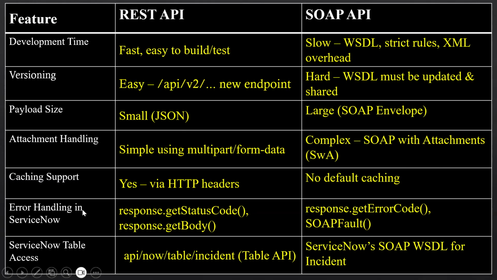Error handling in ServiceNow. Performance: responses get a status code and a response body, because of less load. And ServiceNow table access is through the Table APIs. But in case of SOAP APIs, ServiceNow SOAP WSDLs are generated per instance.